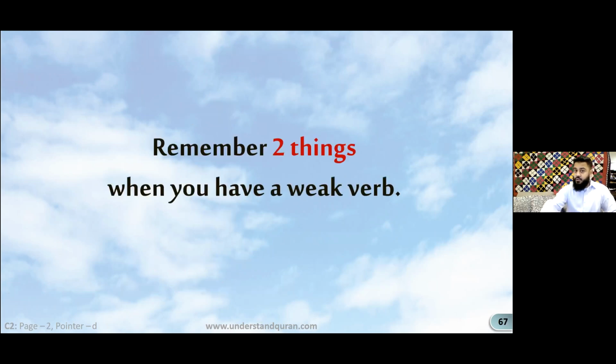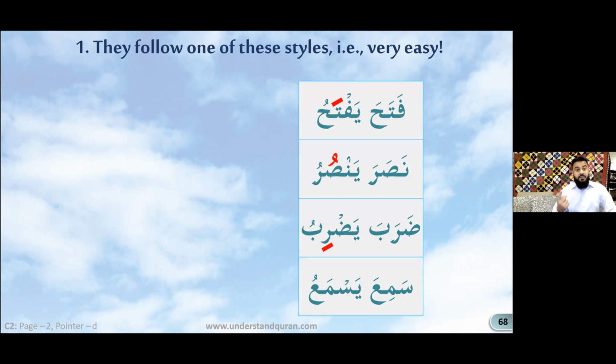Alhamdulillah. And what do we need to remember about these weak verbs while we're studying grammar? Number 1, it follows the exact same styles as the sound verbs. Fatha, nasara, daraba, samia. Nothing new here. And what do we mean by styles? We mean that when a word goes from one form, i.e., let's say the madi or the past tense, to the mudari, the imperfect tense, it follows the same punctuations as these 4 styles. And you'll see the punctuation highlighted in bright red for you. So we have the fatha, damma, and kasra.